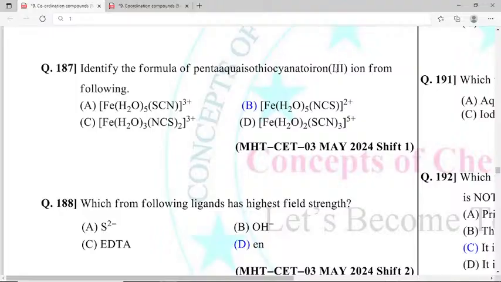Identify the formula of pentaaquaisothiocyanatoiron. Fe, water 5, NCS. The oxidation number should be balanced: Fe plus 3, water 5 times 0, and NCS minus 1 gives plus 2. Such questions can be solved by cross-checking the oxidation number. If the oxidation number matches, then this is your correct answer.